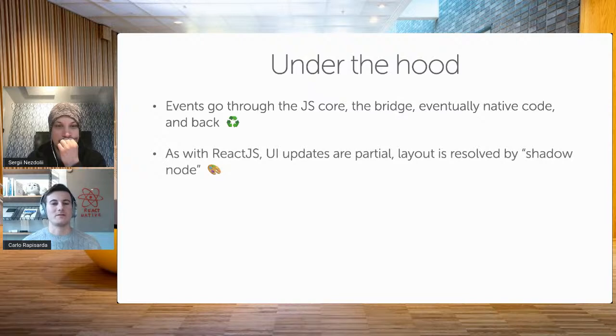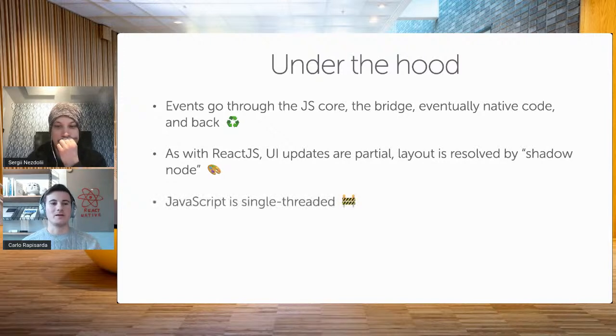And as with React.js, UI updates are partial. So something called the shadow node takes care of resolving the layout. So it only updates the native components in the view hierarchy that need to be updated.